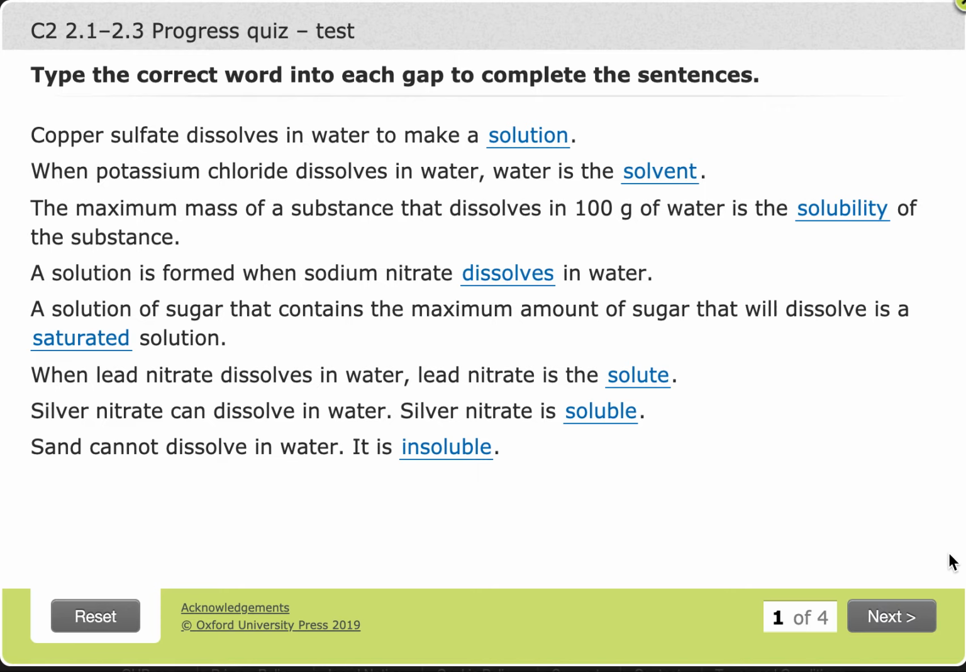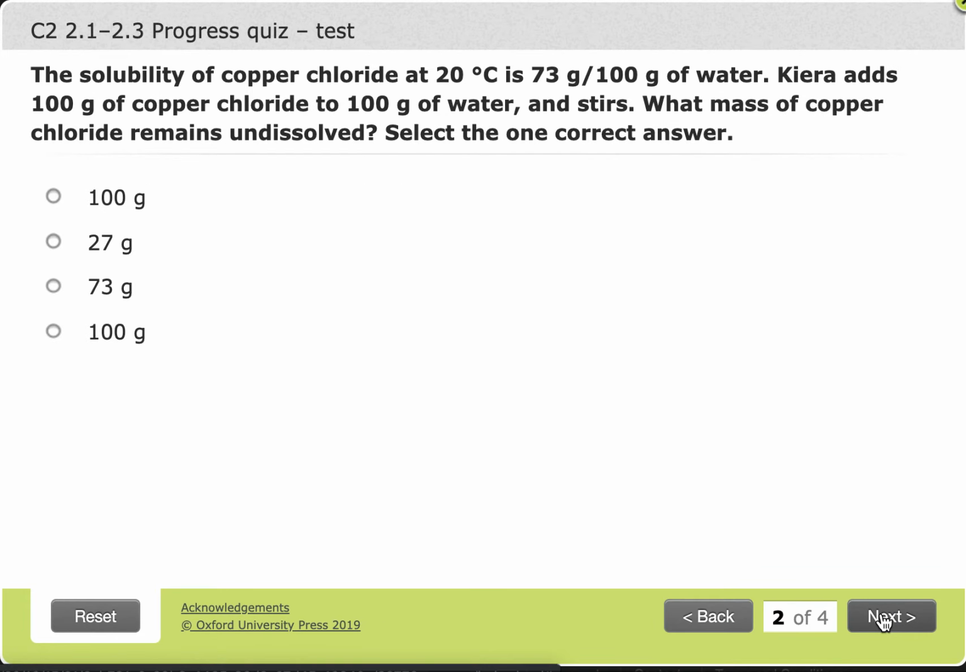Generally, when one substance dissolves in another, then the first substance is the solute. Silver nitrate is something we can dissolve in water, and therefore it is soluble, and sand is insoluble, and that's why it remains separate from the water when you're at the beach, for example. Let's have a look at the next slide.